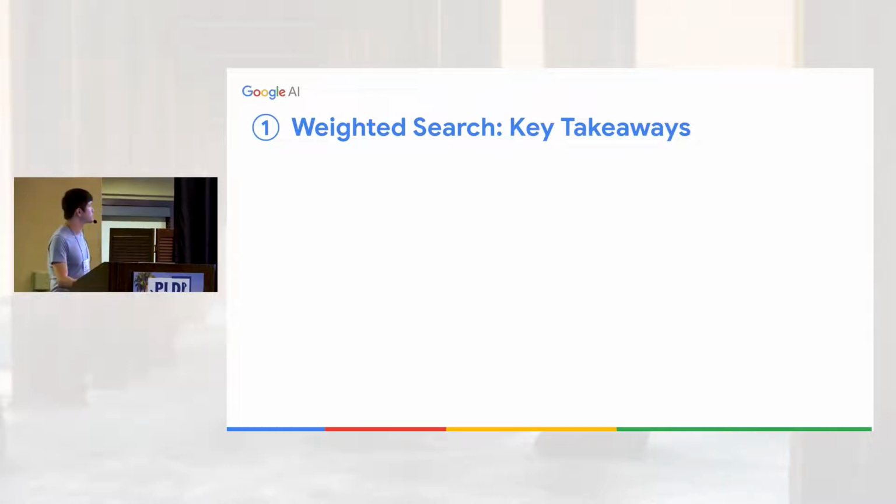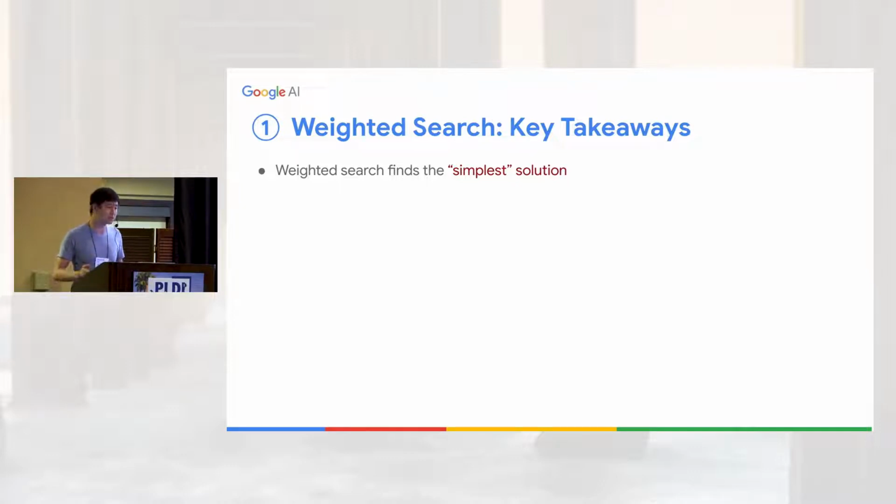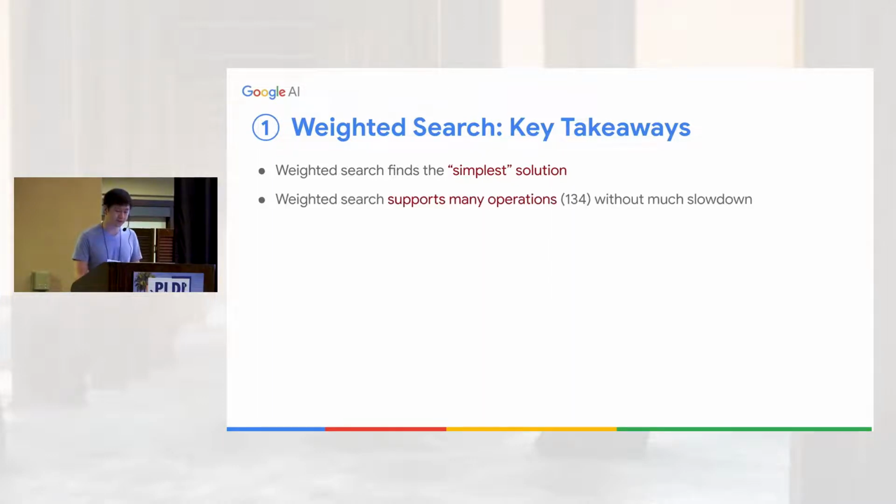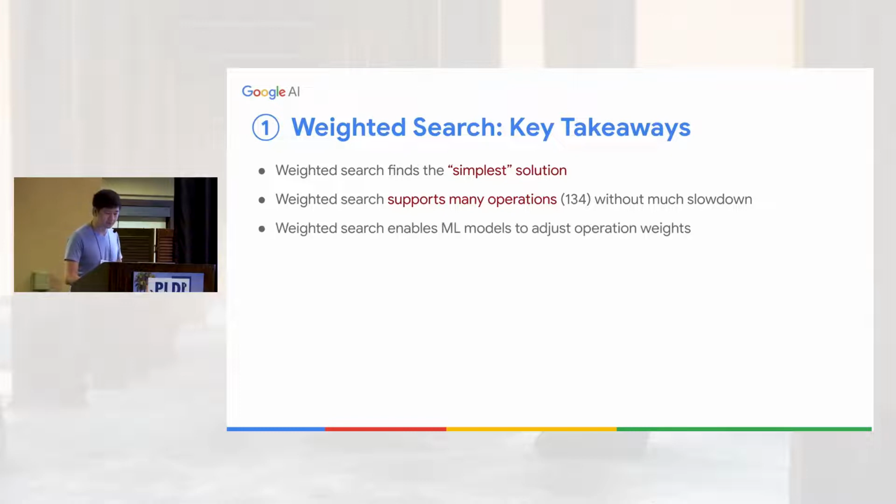There are a few key takeaways from this weighted search. First, an expression's weight measures its complexity, taking into account both the number of operations and how simple they are. And under this framing, the weighted search allows TF-Coder to find the simplest solutions first. Weighted search also allows TF-Coder to support well over 100 operations without much slowdown, because we can assign larger weights to the more niche operations so that they don't bog down the search. We'll see later that the weighted search enables machine learning models to adjust the operation weights depending on the task.